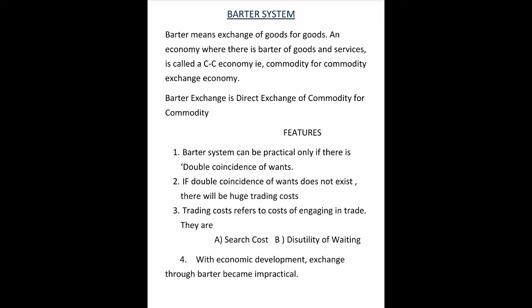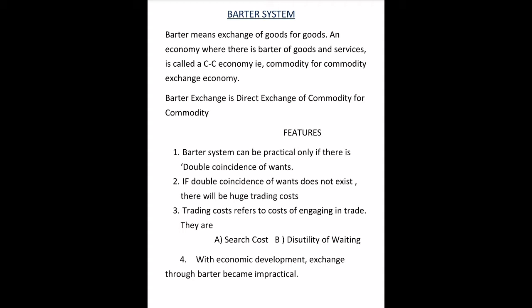So, what is a double coincidence of wants? That is the simultaneous fulfillment of mutual wants of buyers and sellers. For example, when a farmer gives cotton and gets shoes from the shoemaker in return. That is, in the exchange both parties should agree to sell and buy each other's commodity. So, if double coincidence of wants does not exist, there will be huge trading costs.